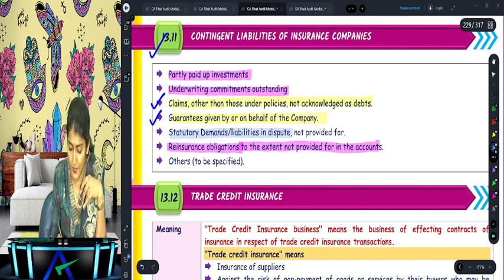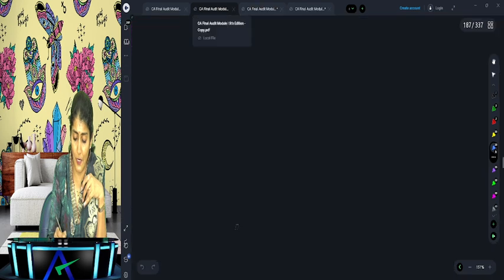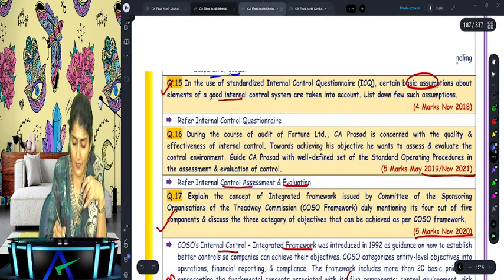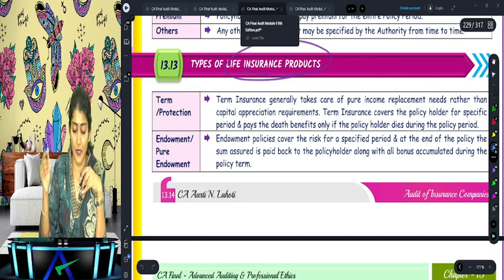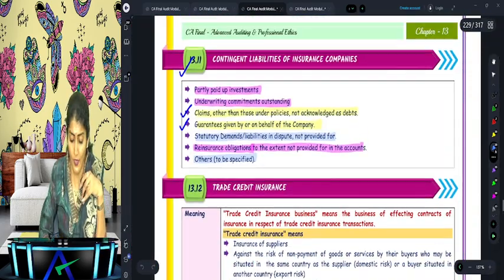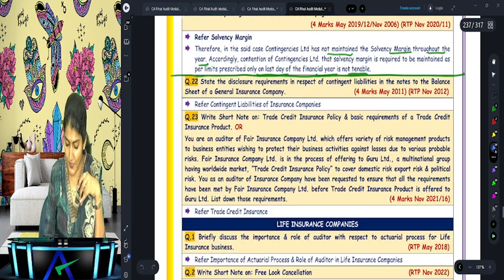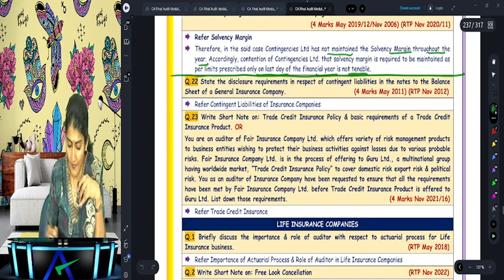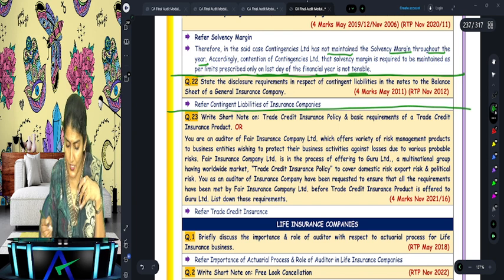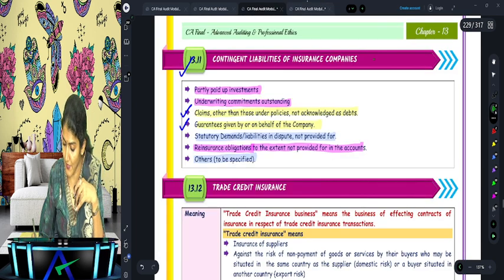And then statutory demands, liabilities in dispute, and others to be specified. Right, so just as we had the contingent liabilities of the bank, similarly we also have the contingent liabilities of the insurance company. Is a question asked in your exams? Yes, there is a question regarding the contingent liabilities of the insurance company. Right, question number 22.